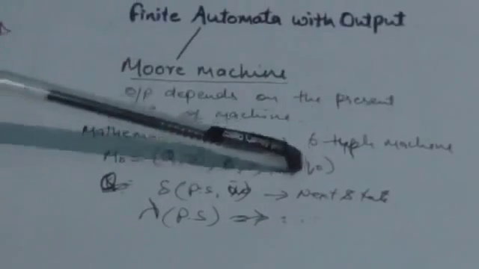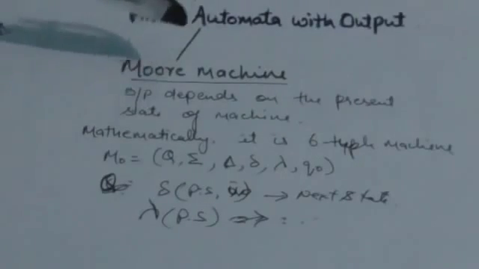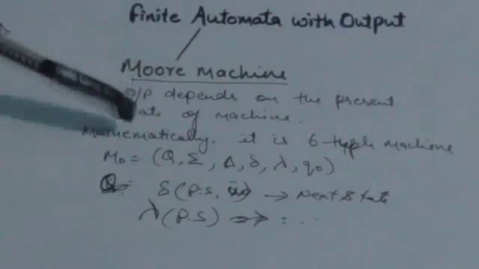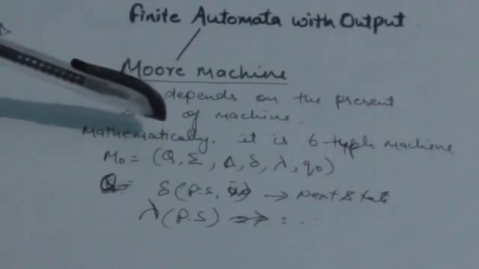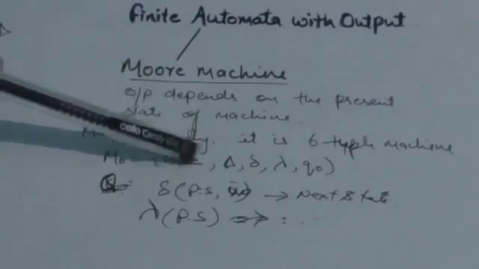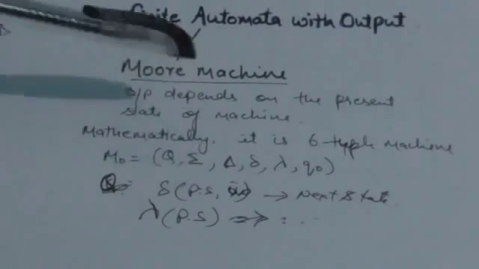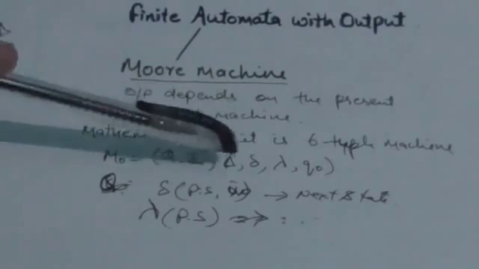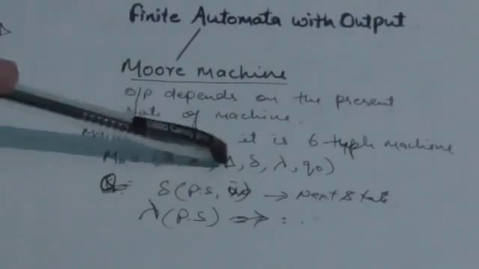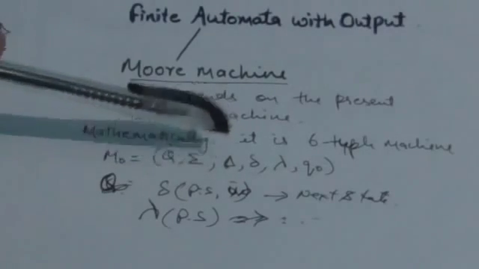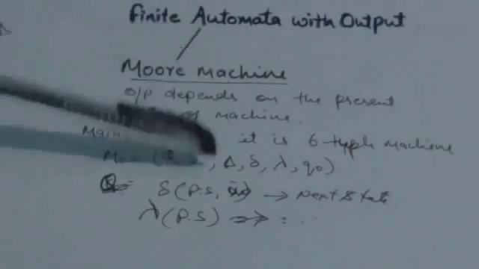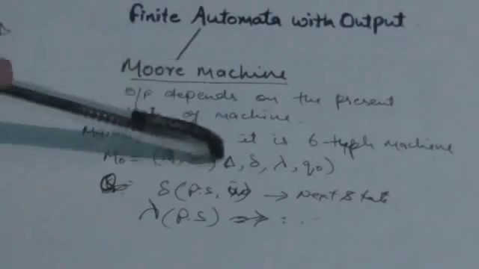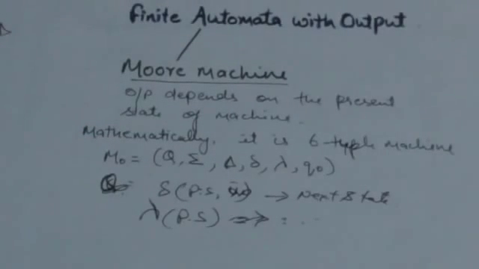Here Q0 is the initial state of the Moore machine. And Q, capital Q, is a set of states. It is a finite set. The sigma is the set of input symbols which the Moore machine can read. It is also a finite set. Triangle is the set of outputs which this machine gives as an output. It is a set of outputs, so it is also a finite set.